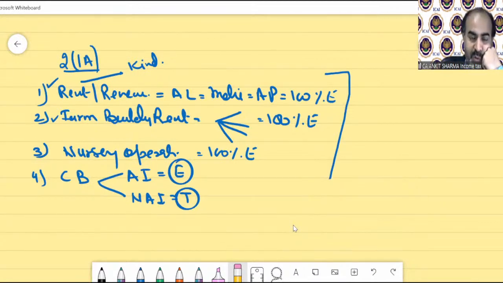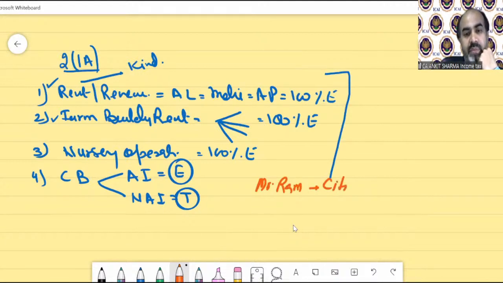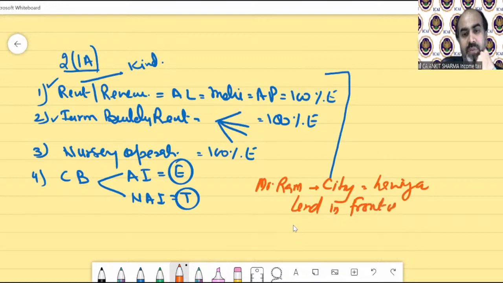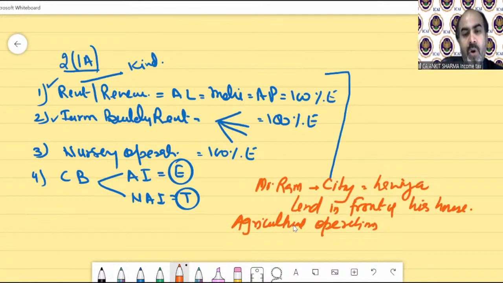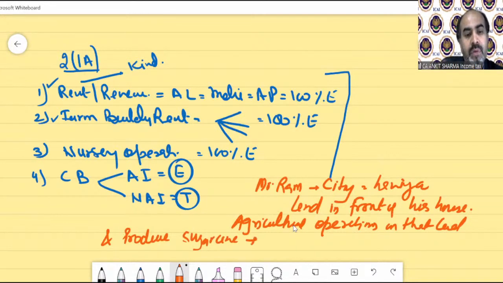The question is this. Suppose Mr. Ram, who lives in a city, having a land in front of his house. Fine, simple. So Mr. Ram lives in a city having a land in front of his house, and he does agricultural operation on that land and produces sugarcane. Okay, and he sold them and earned a net profit of say 20 lakh rupees in the previous year.